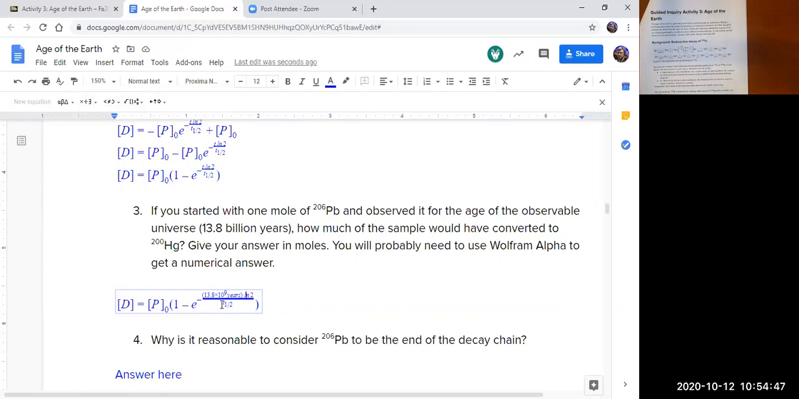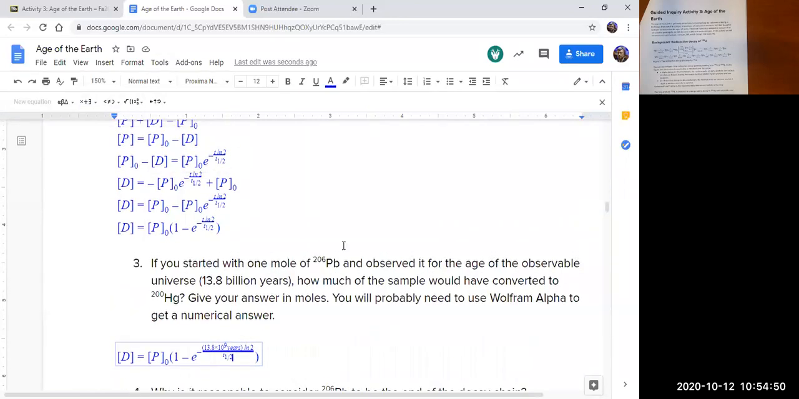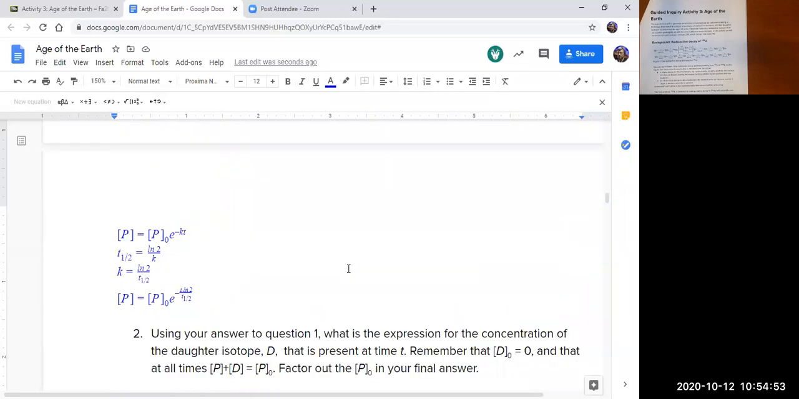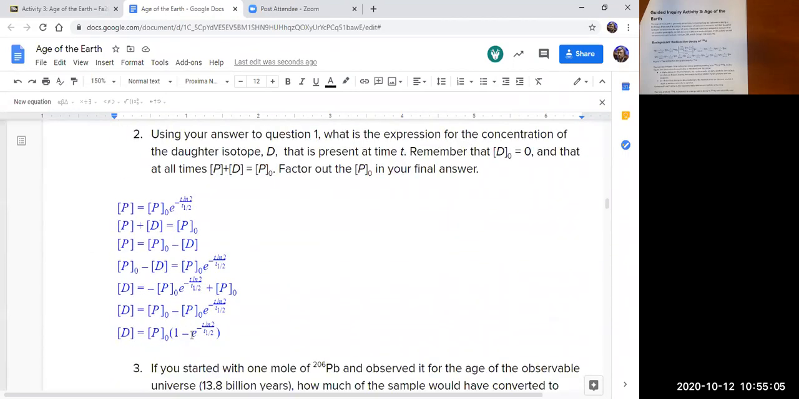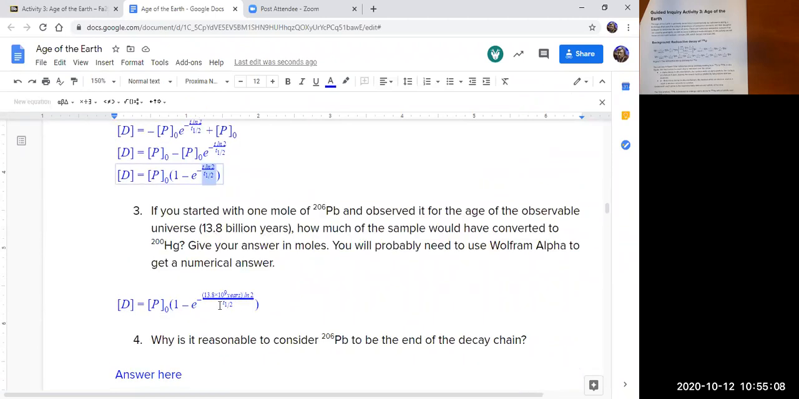So now we need to know the half-life. We are going from lead-206 to mercury-200. We have to go back to our background material. Lead-206 goes to mercury-200 with a half-life of 2.5 times 10 to the 21st years. So this half-life here becomes 2.5 times 10 to the 21st years.